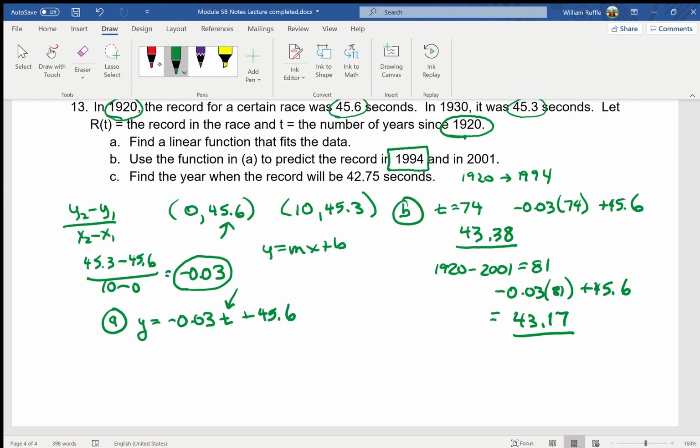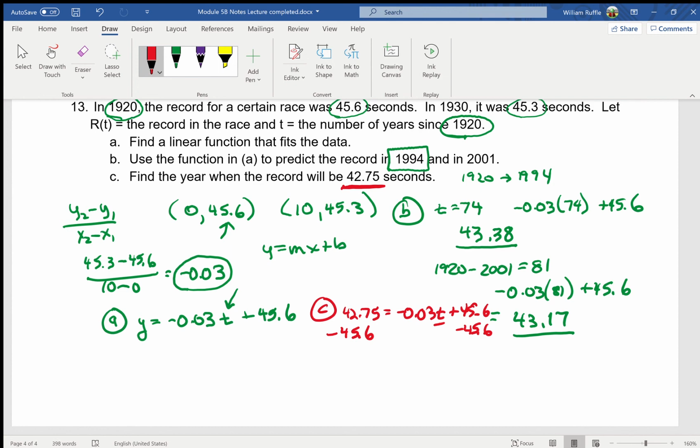Now the last part of this section here, I'll do it in red here. So part C here, it wants what year will be 42.75. So now what I'm going to do is I'm going to use this same formula here, except now I know my y value. So it's 42.75 equals negative 0.03t plus 45.6. So I have to solve for the letter t. So I have to subtract 45.6 over.